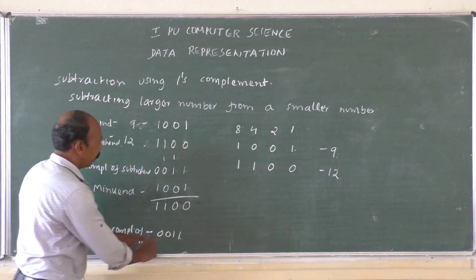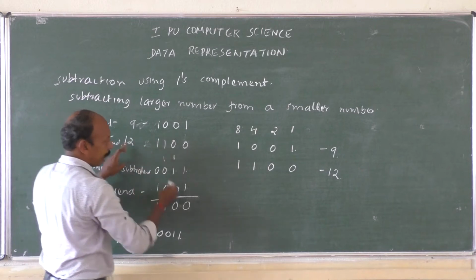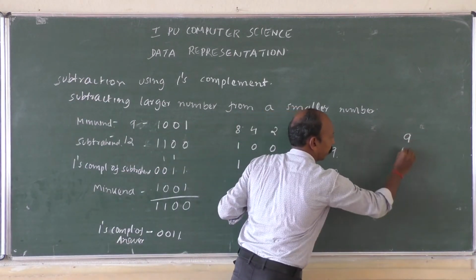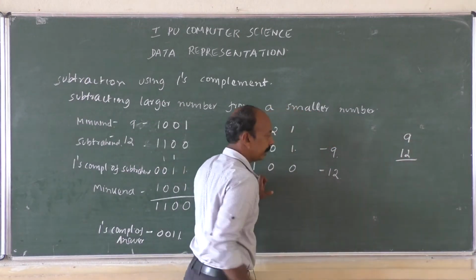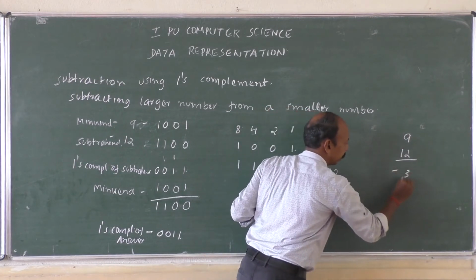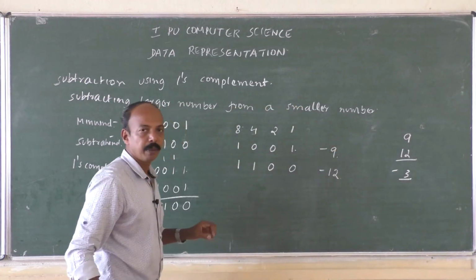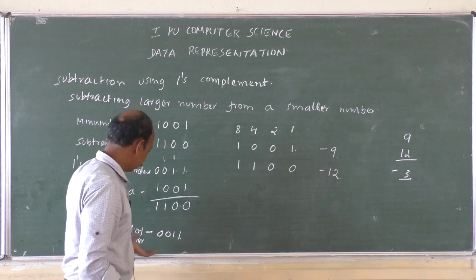That means when we subtract 12 from 9, the answer is minus 3. Whether we are getting the same, let us cross verify this.